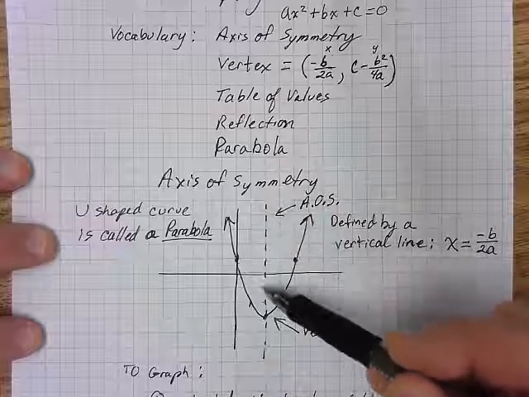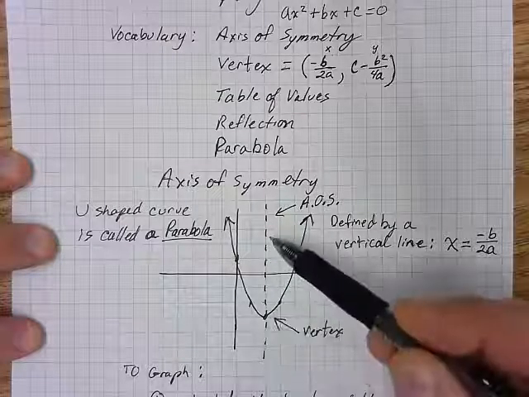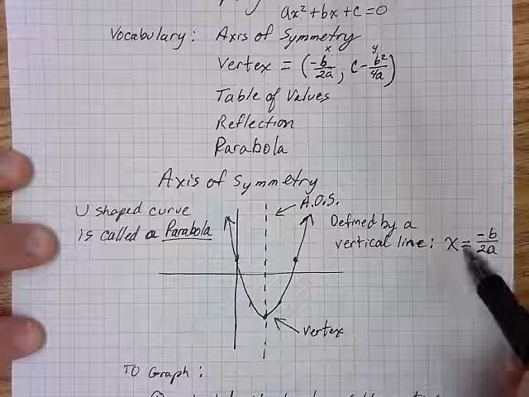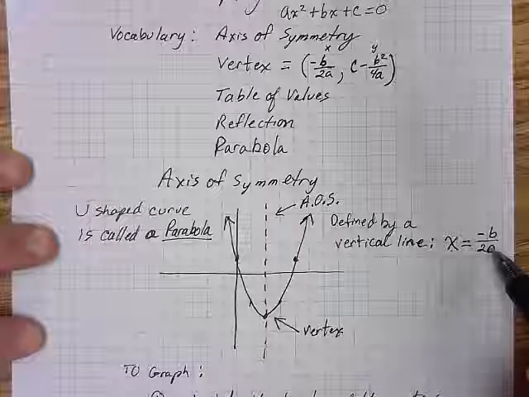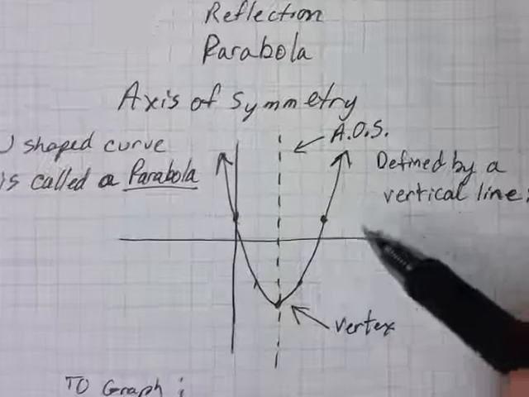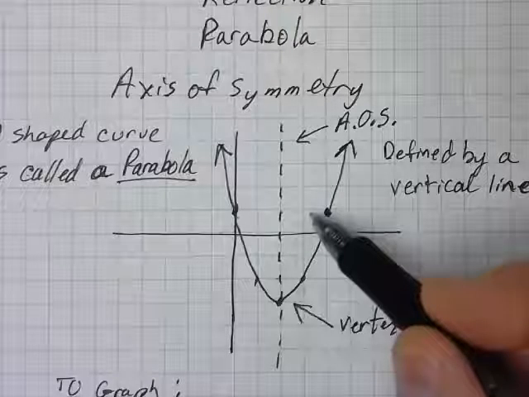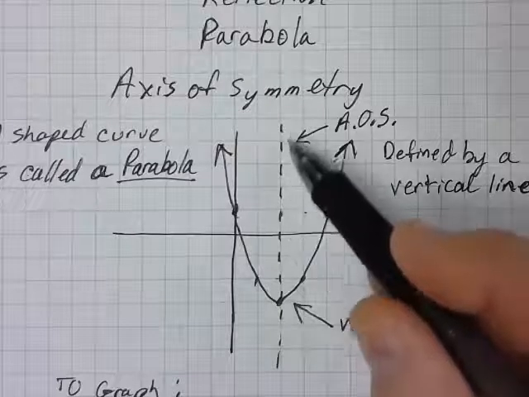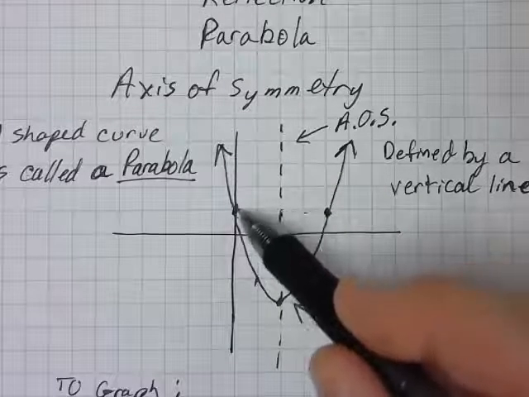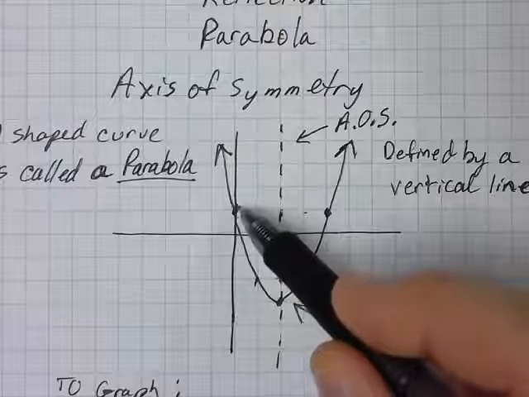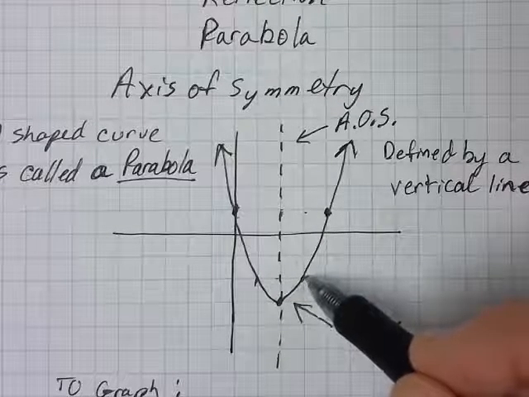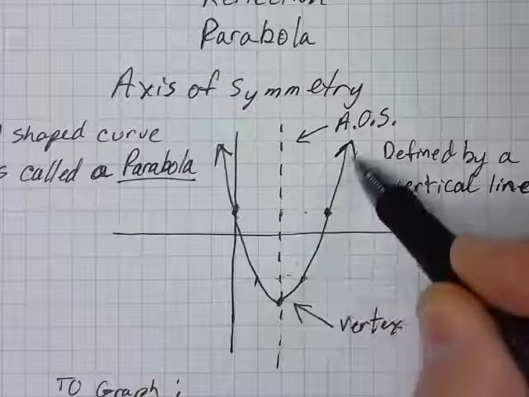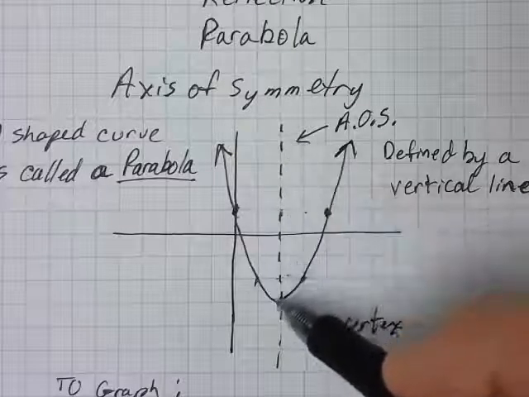And I drew a dotted line that went right through that vertex vertically. And this line, AOS, or axis of symmetry, is defined by a vertical line at x equals opposite of b over 2a. But here's where the idea of symmetry comes into play. If you look at this dot right here, you'll notice that it is 2 units, 1, 2, to the right of the axis of symmetry, and this dot over here is also 2 units to the left, and the same thing down here on this dot. So this is 1 unit to the right, this one is 1 unit to the left. So everything on this side of the curve is mirrored or reflected across to this side.